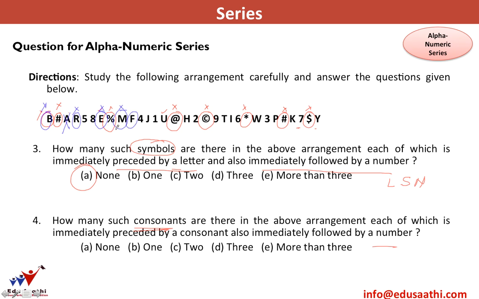I have F here, this is preceded by a consonant and followed by a number, so the first correct option here is this. Then U is not a consonant. J again not in the set, it is not preceded by a consonant. H again not because it's preceded by a symbol. T again preceded by a number. I is a vowel. W again preceded by a symbol and not by a consonant. P also not in the set because it's preceded by 3. K again not in the set, preceded by a number, and then I have Y which is again preceded by a symbol. So there is just one consonant which is preceded by a consonant and followed by a number.